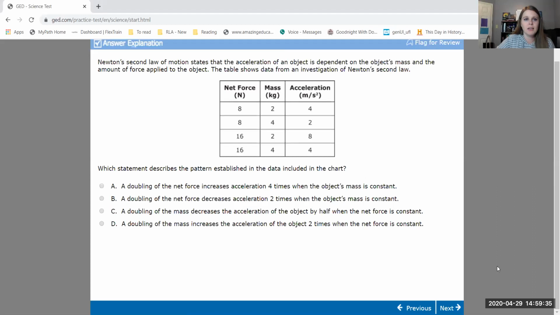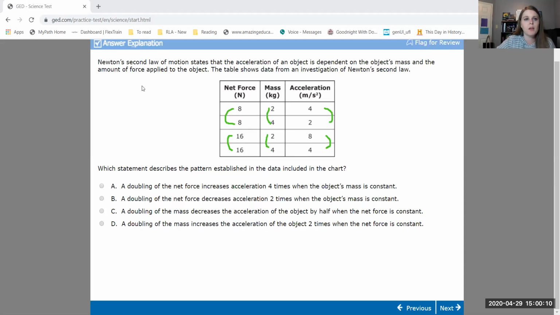Number 6. All right, I see a chart with a lot of numbers. So I see net force N, mass kg, acceleration N-s squared. Now I noticed some patterns in this. It's always good to notice some of the patterns that they create. So I see 8 and 8, I see 16 and 16, 2, 4, 2, 4, and then I see 4, 2 and 8, 4, so those numbers go down while these numbers go up. So patterns are always good to pay attention to.